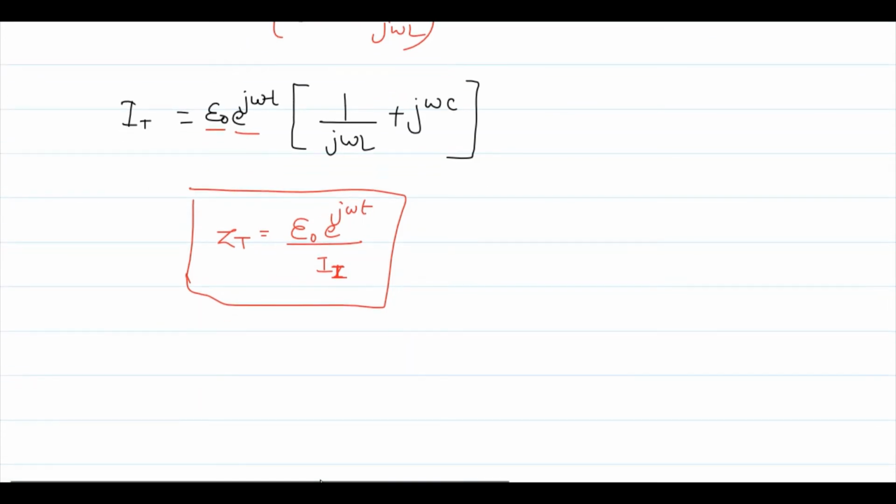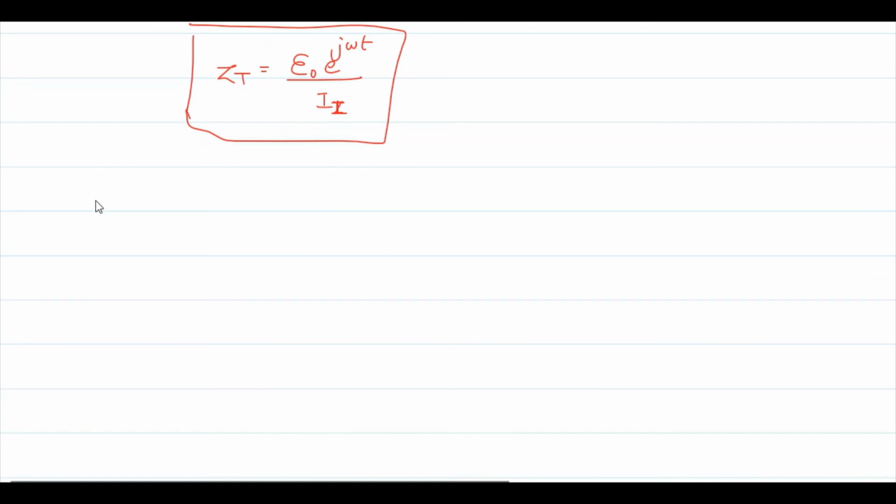If you take the reciprocal of this ZT, that is 1 divided by ZT, it is called the admittance of an LC parallel circuit. So this is called admittance, which is nothing but the reciprocal of impedance.